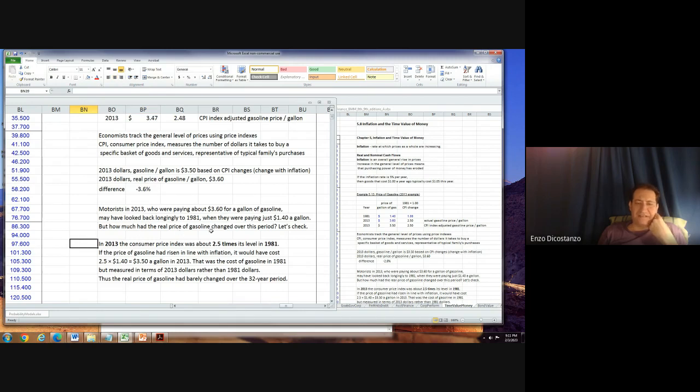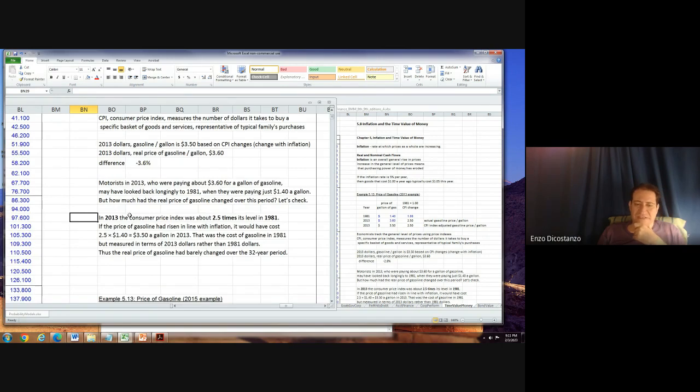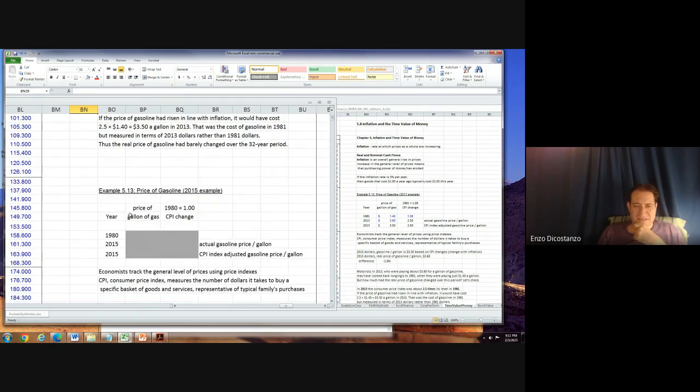And this explains that the index was 2.5 times the 81 level, 2.5 times 140. So this says in words what we just did, the change over the 32-year period. I didn't update this, but we could take today's numbers and update it. You see how this works, so you very easily can work on today's numbers.